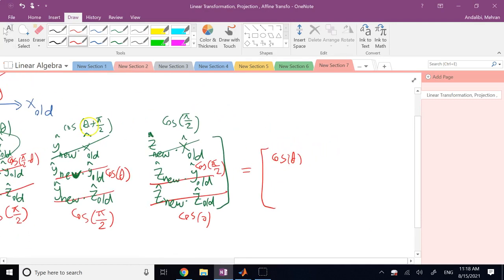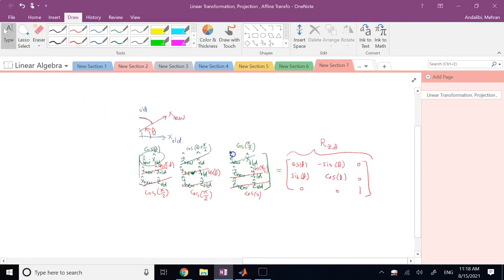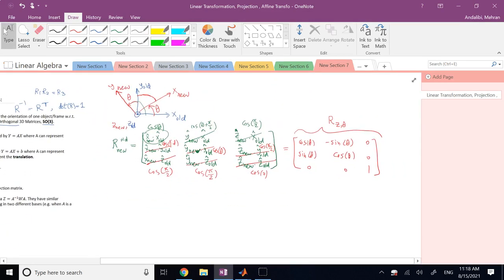and then cosine of theta plus pi over 2 is negative sine theta. This is 0, this is 0, this is a 1, 0, 0, sine theta and cosine theta. Okay, so this is the result that you will get, and in terms of rotation matrices, we can call this a rotation matrix about z-axis with angle theta. Okay, so that's what the rotation matrix is.